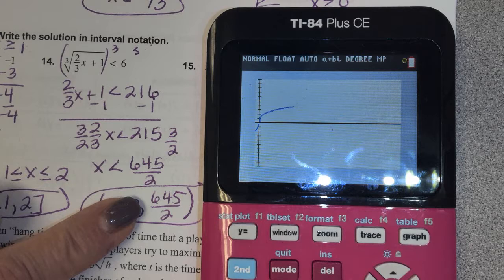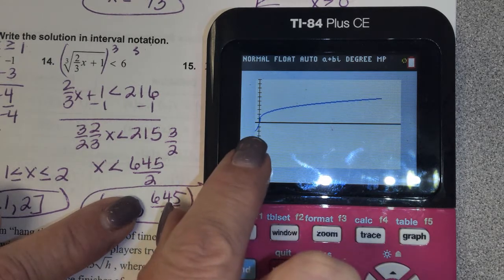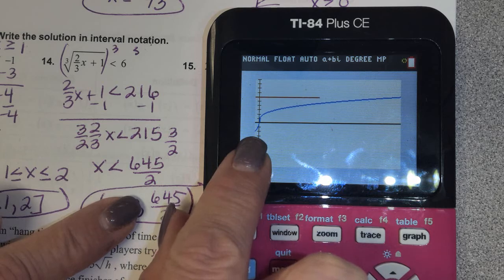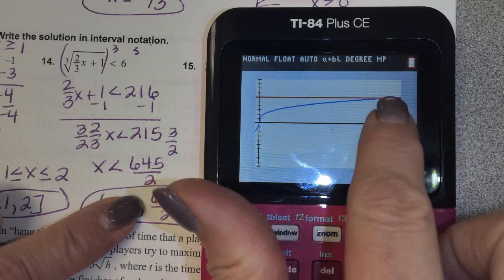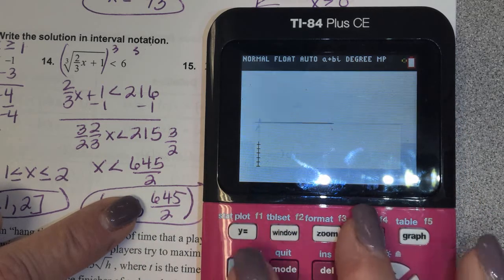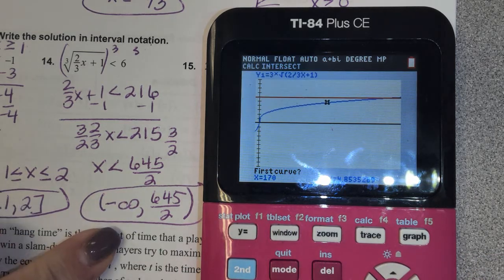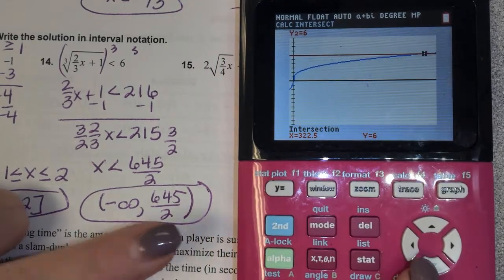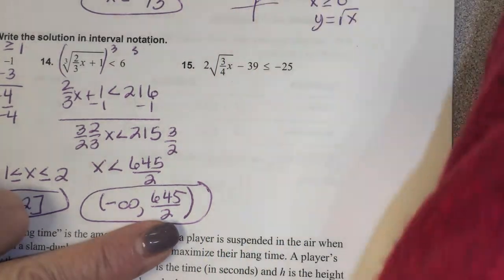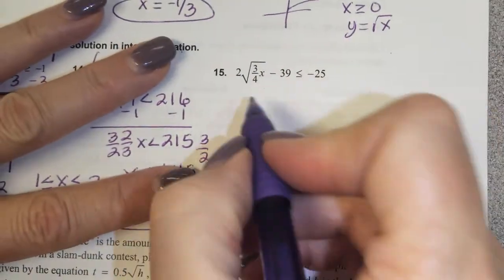So here's the cube root function. Can't even hardly see that other little part. And the question is, where is it less than 6? So it's less than 6 until it gets to that point right there. And guess what that point is? Should be 645/2. And it is 322.5, correct. Okay? All right, number 15.